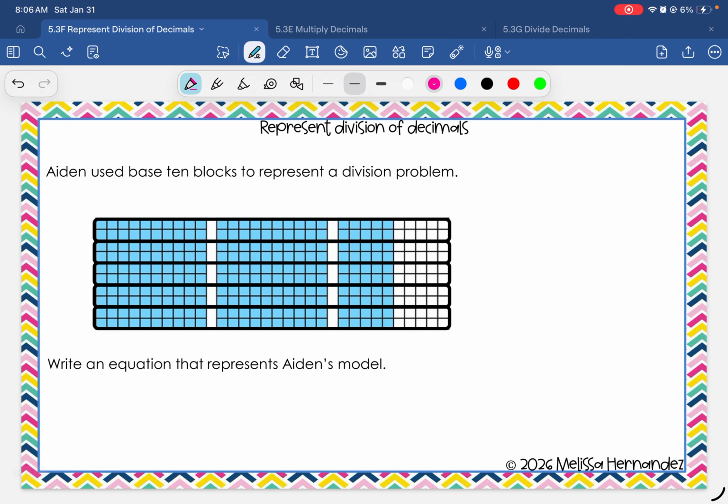Aiden used base 10 blocks to represent a division problem. Write an equation that represents Aiden's model. Keep in mind that an equation just means two equivalent expressions, and it does require having an equal sign. So we have to first figure out, what did he start with?